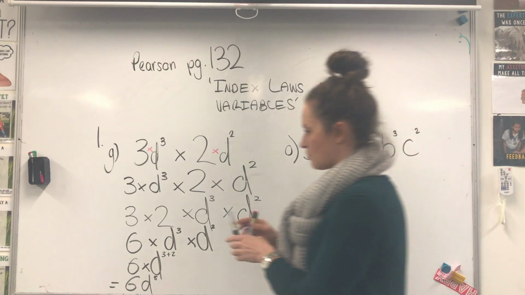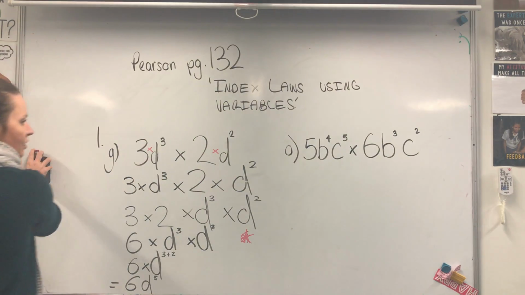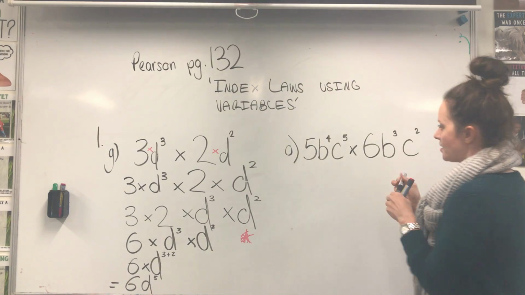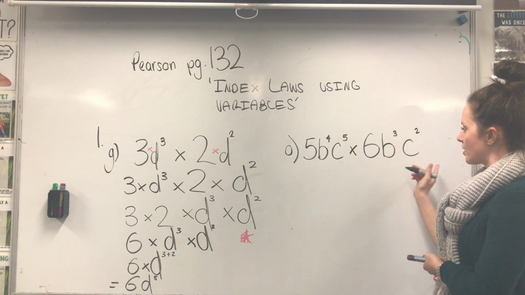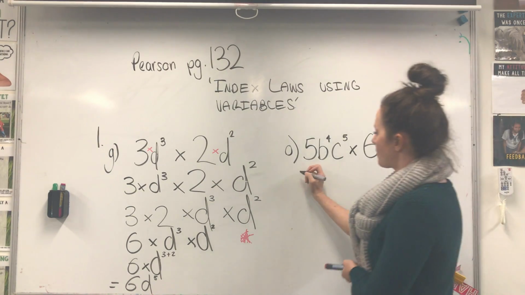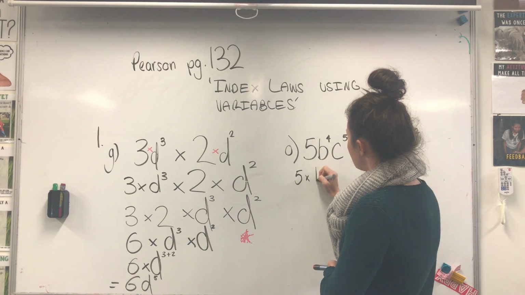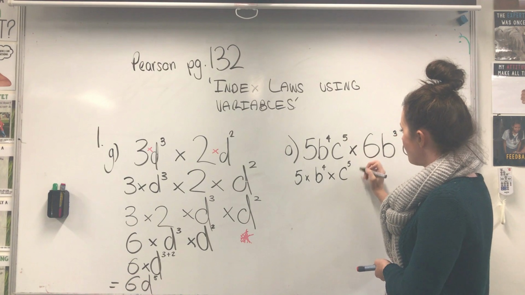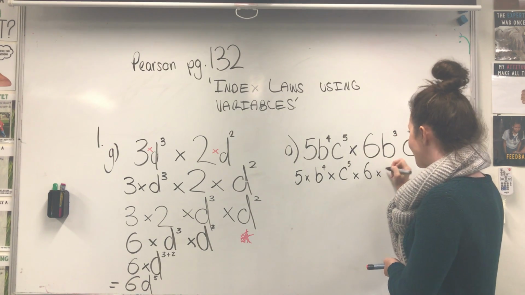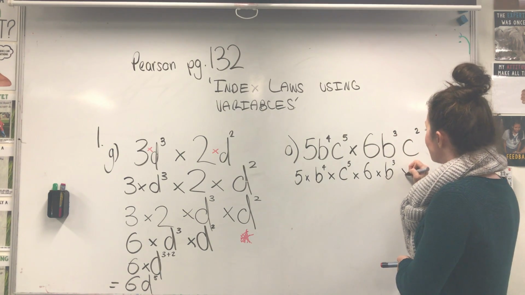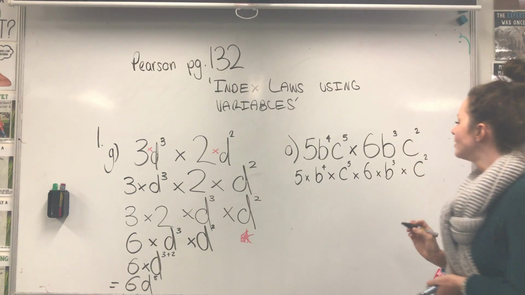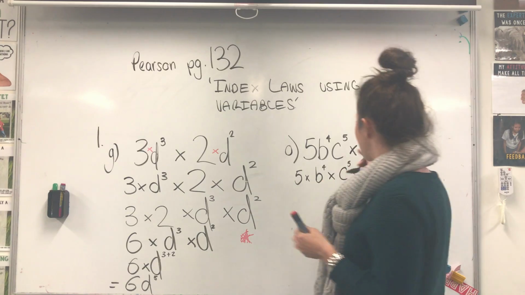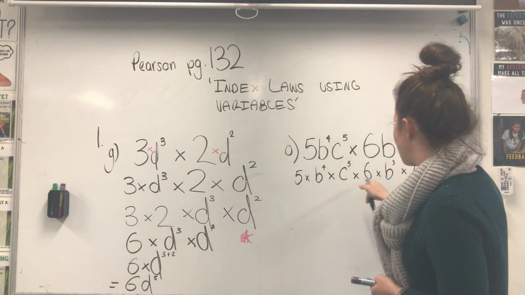This one here, we'll do this one together now too. So leave that on the board. Okay guys, so like you guessed it, what I'm going to do first is put in my times symbol. So I'm going to go 5 times b to the power of 4 times c to the power of 5 times 6 times b to the power of 3 times c to the power of 2. So I haven't done anything actually at all. All I've done is put in my imaginary times symbols here.